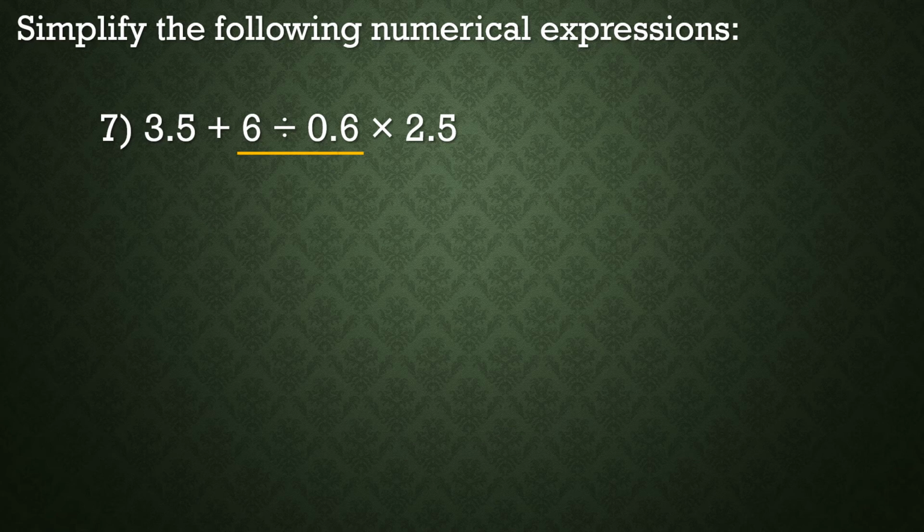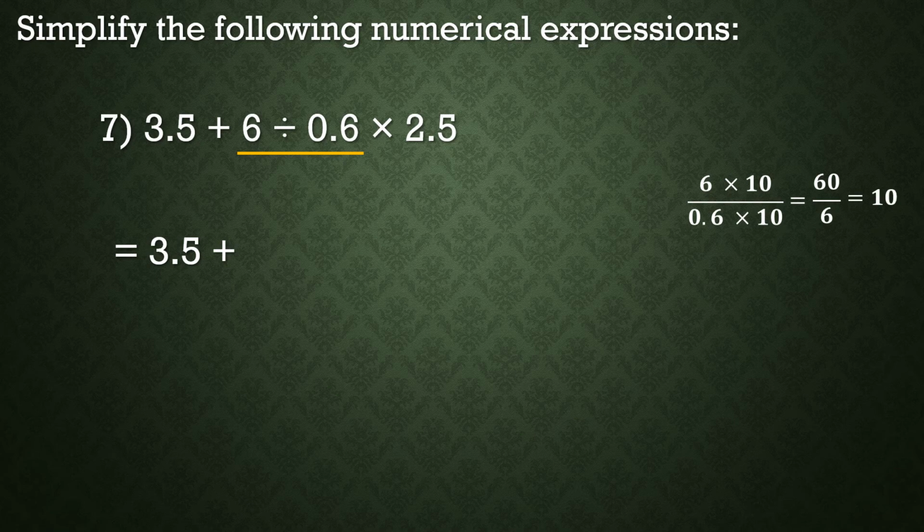So do the division. First write 3.5 and plus sign as it is. But 0.6 is a decimal number. Let's convert it into a whole number. See, 0.6 has one digit after decimal. So multiply numerator and denominator by the same number, 10. If we multiply any decimal number by 10, the decimal point shifts one place to the right. So we get 60 by 6. If we divide 60 by 6, we get 10. So write down 10. Then write multiply by 2.5 as it is.